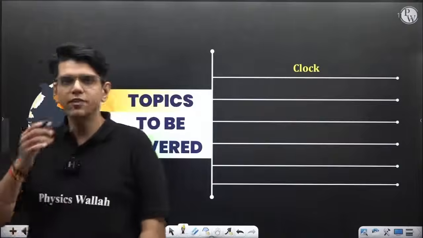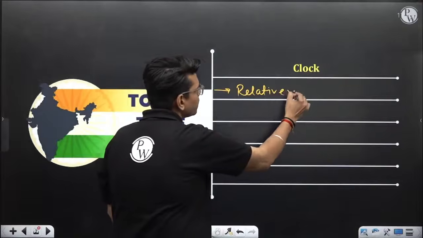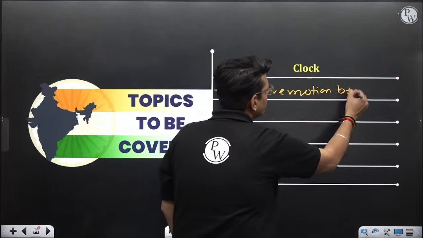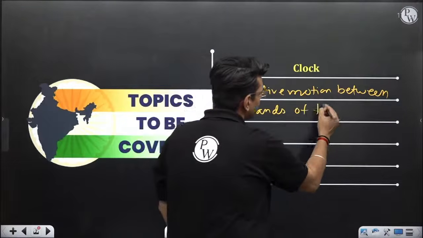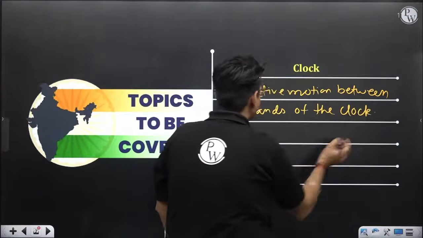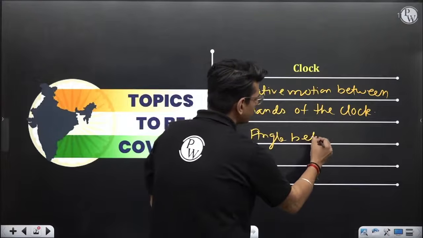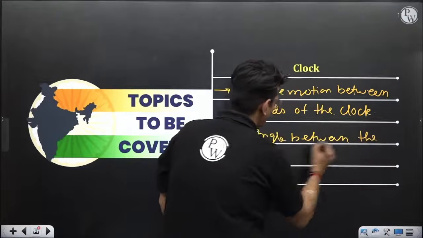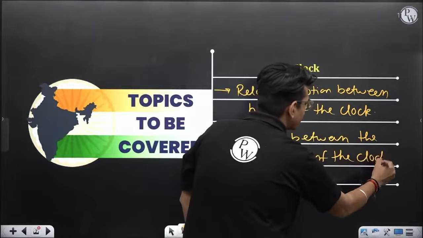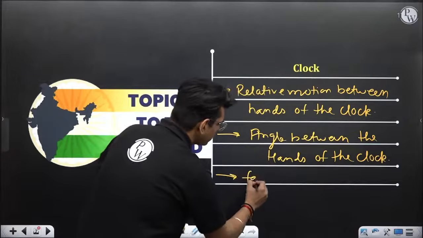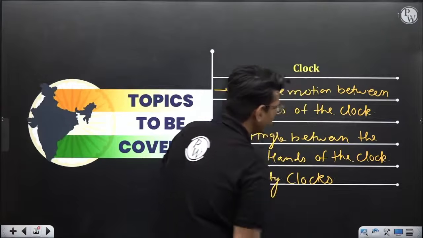In clock we will be covering what? Relative motion between hands of the clock. This is one type of question asked by UPSC. Second is angle between the hands of the clock. Another type of question asked by UPSC is faulty clock. So we will be covering these topics today.